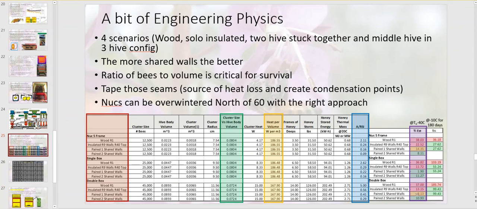Over here, a bit of engineering physics. I modeled four scenarios: wood solo, insulated, two hives stuck together, and one stuck in the middle with two hives on either side. Just by crunching these numbers and simulating based on some of the actual values that I had, you can see that a shared wall is better. The importance of the bee to volume ratio is critical. Tape those seams because they create heat loss and they create condensation points. And nucs can be overwintered north of 60, because that nuc that I overwintered did well. It had plenty of stores left at the end of the season.